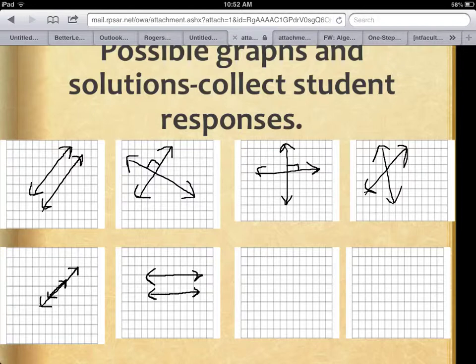And even though there's more on the board than we're going to discuss as far as solution, it just gives them an opportunity to decide what categories each of these lines go in.